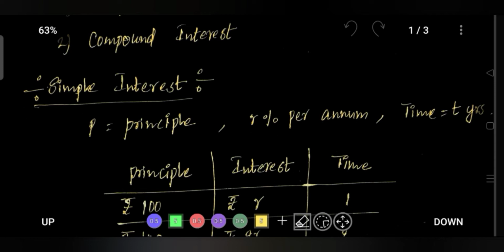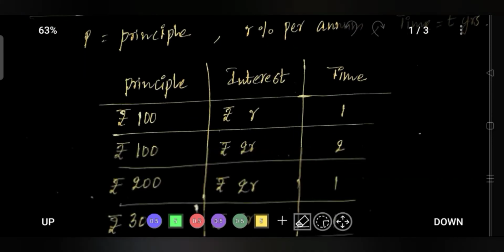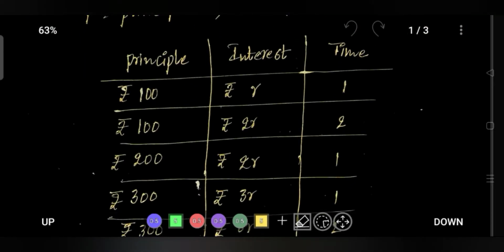Percent means for 100. For 100 rupees, I should pay R rupees after the 1 year. The term per annum suggests that after the 1 year. That means if I use the same 100 rupees for 2 years, I should pay double the rent. So 2 times R should be the interest.